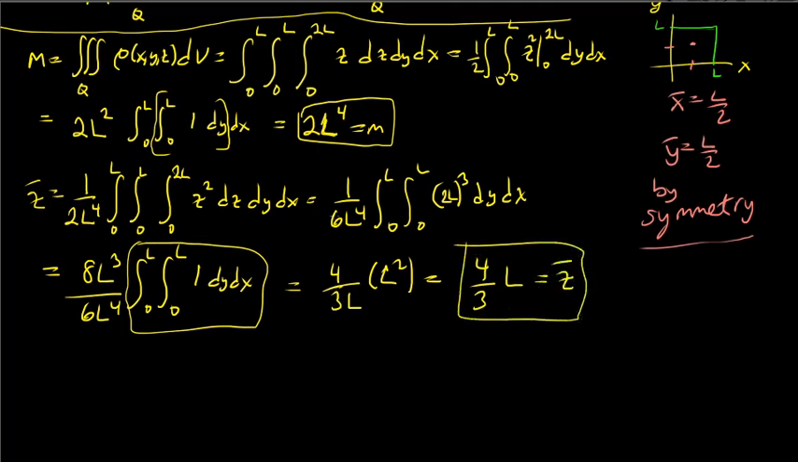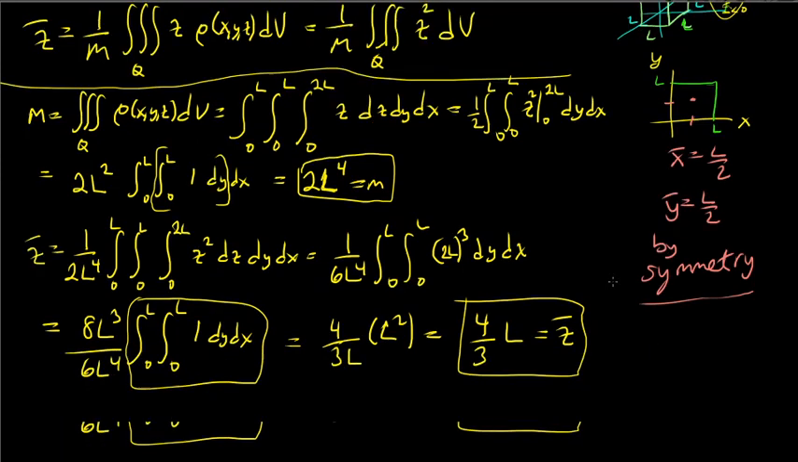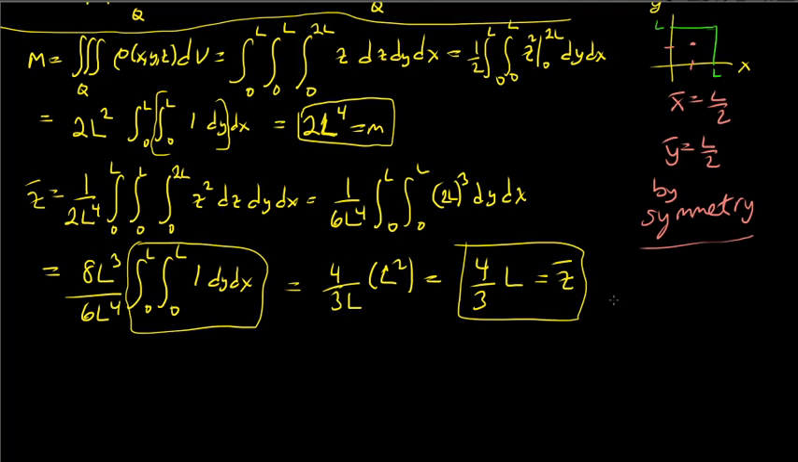So, as promised, it's bigger than just L. It's a little bit higher than halfway up. If this density here, instead of z, were just a constant, then you would expect z bar to just be L, which is halfway between 0 and 2L. But here it's a little more than halfway in between.